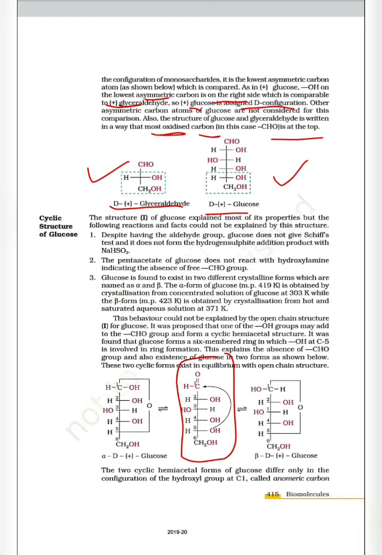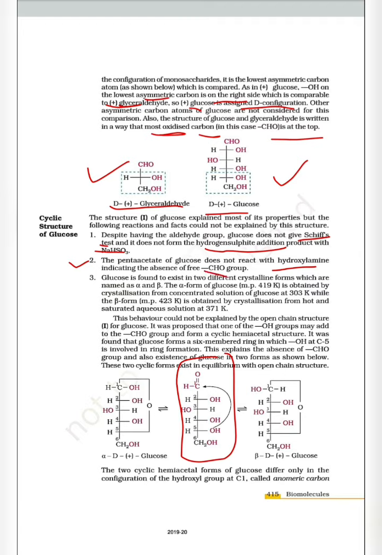Despite having the aldehyde group, glucose does not give Schiff's test and it does not form the hydrogen sulfite addition product with sodium hydrogen sulfite. Second, the pentaacetate of glucose does not react with hydroxylamine, indicating the absence of free aldehyde group.